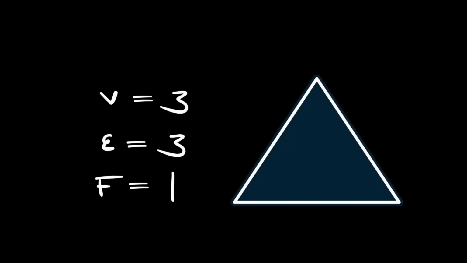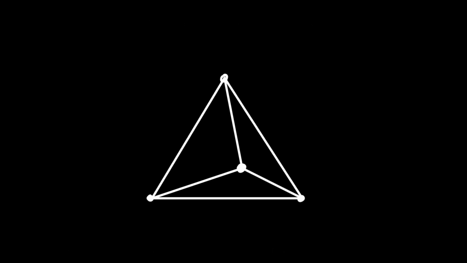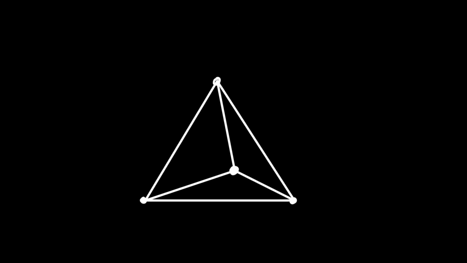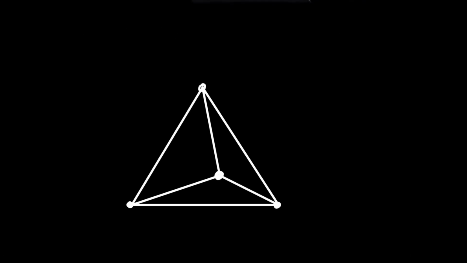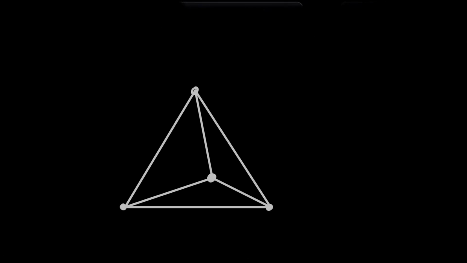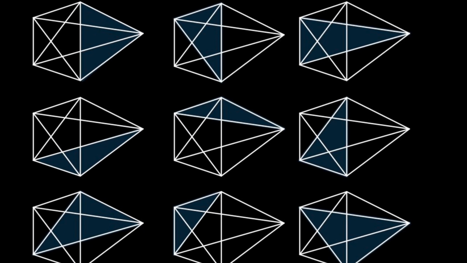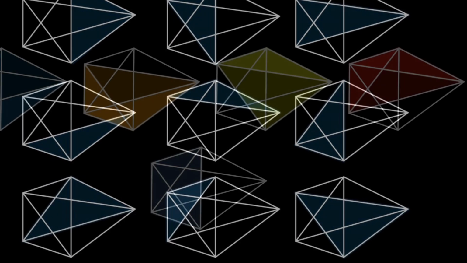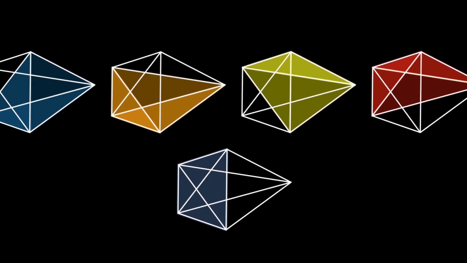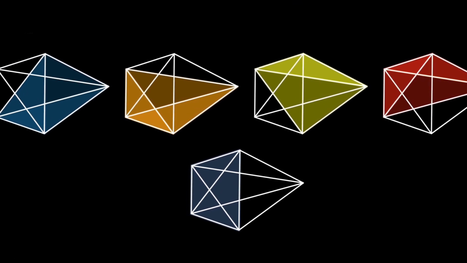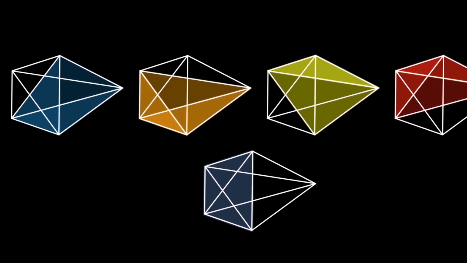The triangle has 1 face, 3 edges, and 3 vertices. The tetrahedron has 1 solid, 4 faces, 6 edges, and 4 vertices. If every triple of vertices constitutes a face, then the simplex has 10 triangular faces. Similarly, if every quadruple of vertices constitutes a solid tetrahedron, then the simplex has 5 solid tetrahedron faces.